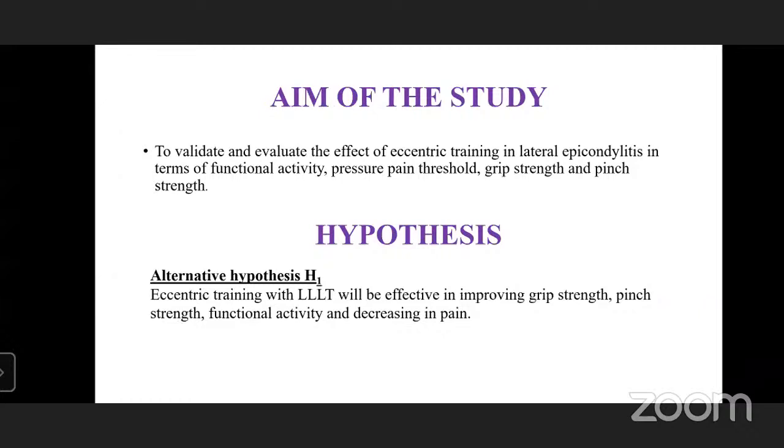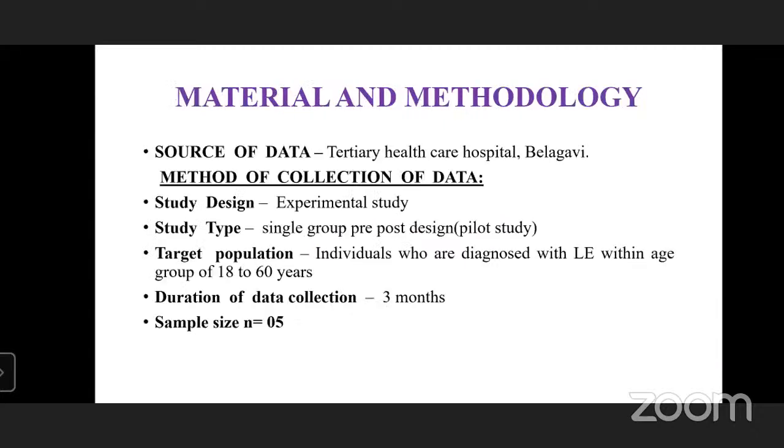The aim of the study is to evaluate the effect of eccentric training in lateral epicondylitis in terms of functional activity, pain pressure threshold, grip strength, and pain strength. Hypothesis: eccentric training with low-level laser therapy will be effective in improving grip strength, pain strength, functional activity, and in decreasing pain. Material and method.